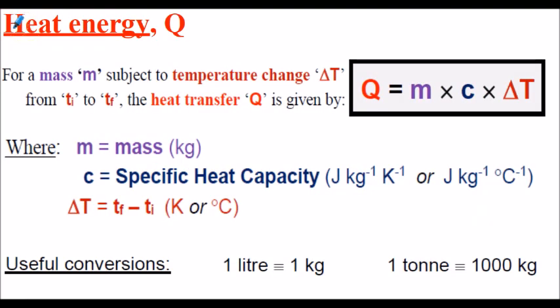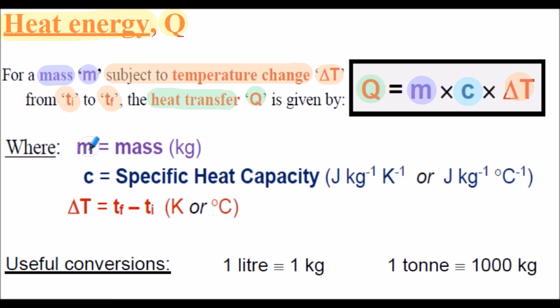Let's consider the calculation of heat energy, symbol capital Q. So for a mass, M, subject to a change in temperature, delta T, from initial temperature Ti to final temperature Tf, the heat transfer is given by the equation Q is equal to M multiplied by C multiplied by delta T.